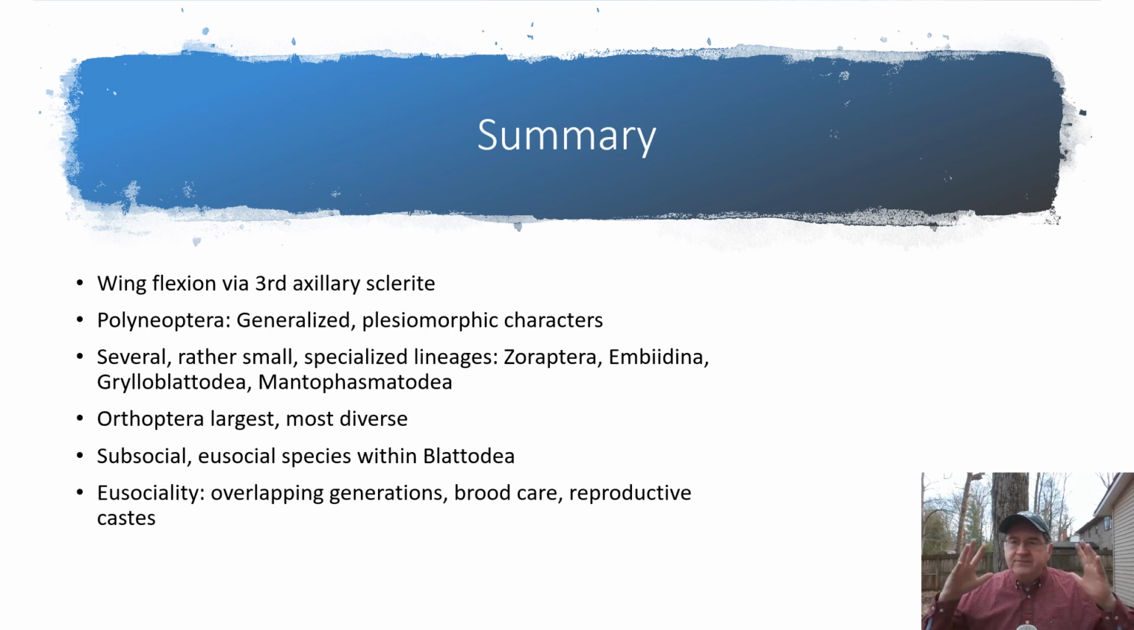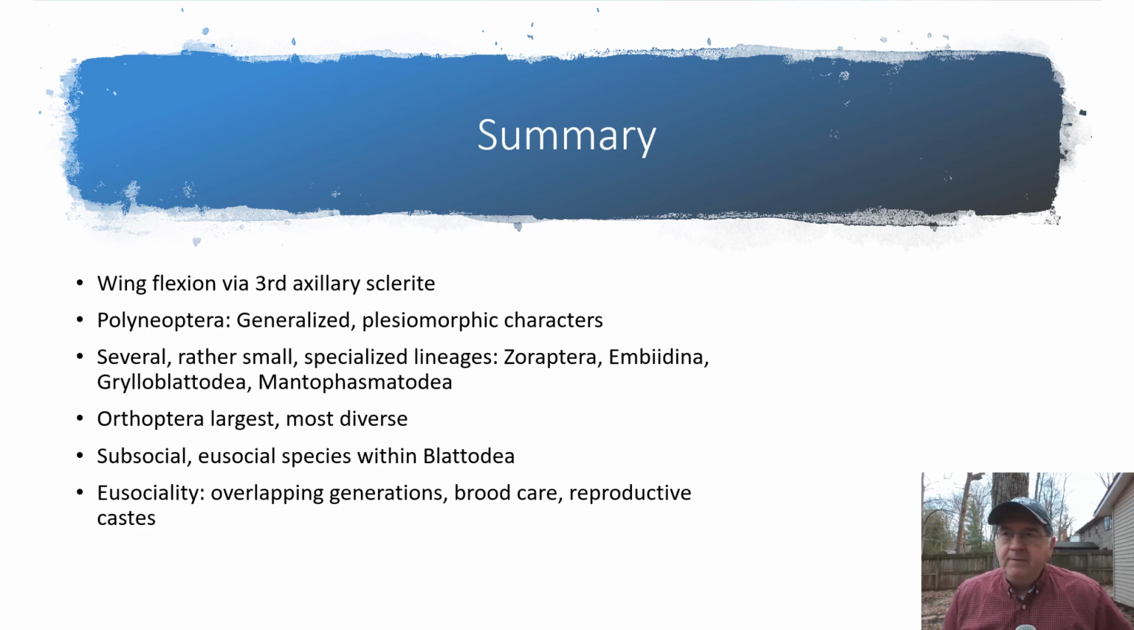Within this massive grouping, there are several small, in terms of number of species, and specialized lineages: Zoraptera, Embiodea, Grylloblattids, Mantophasmatodea. So, very small numbers of species there. The Embiodea are the most diverse, and there's only a few hundred species of those. On the other end of the scale, we have the typical Orthoptera, the jumping Orthoptera, where we have tens of thousands of species found all over the world, many of them very important pests of agriculture.